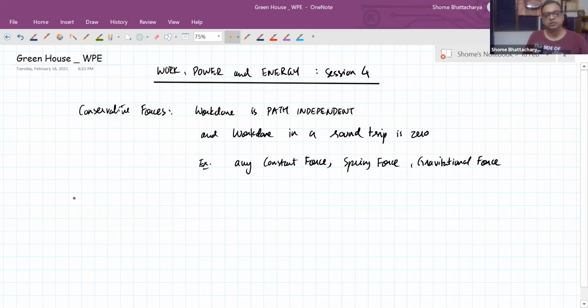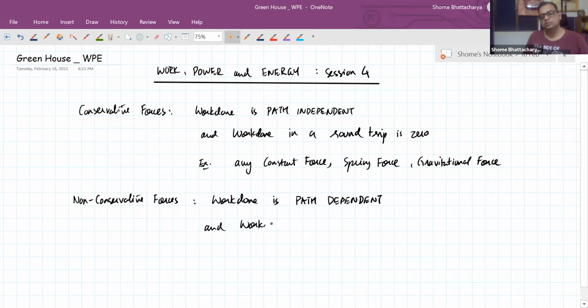etc. Whereas non-conservative forces are ones for which the work done is path dependent, and therefore the work done in a round trip is non-zero. The example of this we have seen so far is kinetic friction.